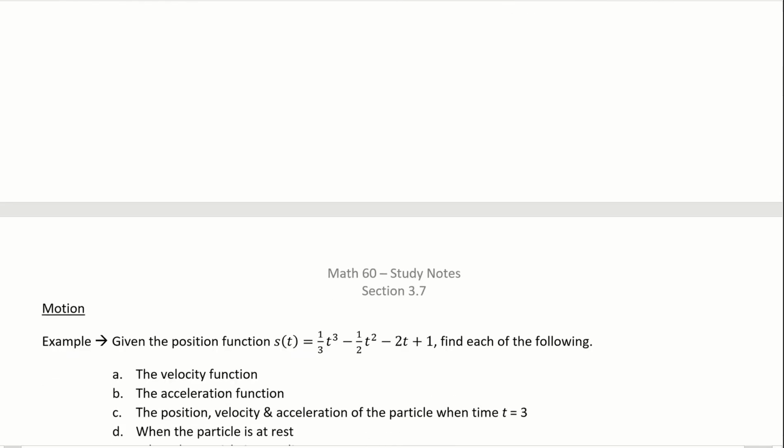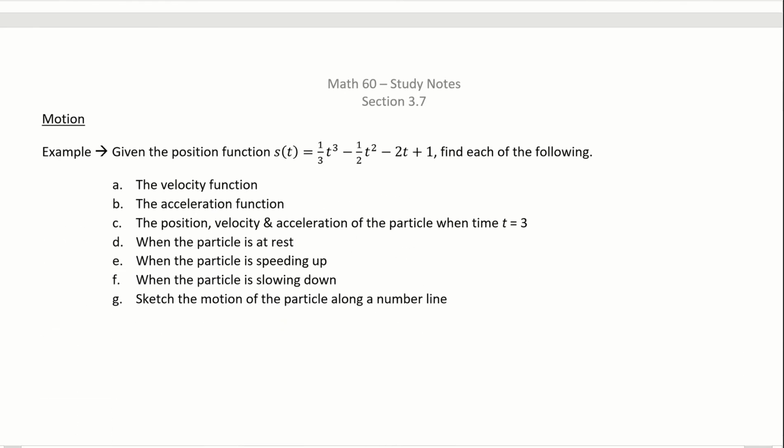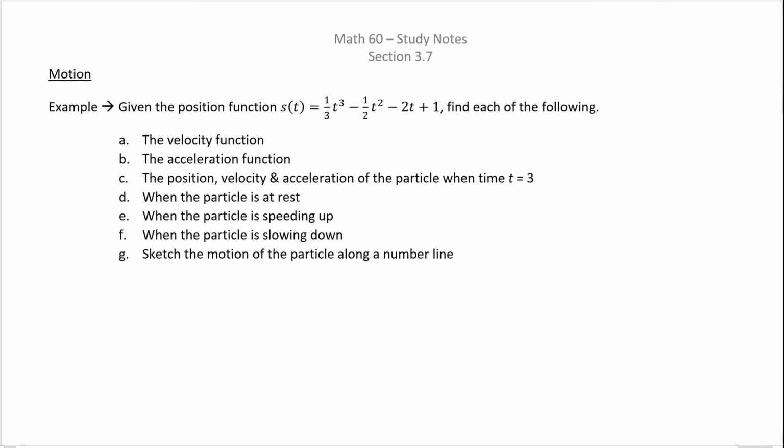So let's do the first one. I chose to do something I made up, I guess. And this is basically a typical problem from this section. It says, given the position function s of t is 1/3 t cubed minus 1/2 t squared minus 2t plus 1, find each of the following. And we'll take this on one at a time. So I think you know what to do for velocity, right?